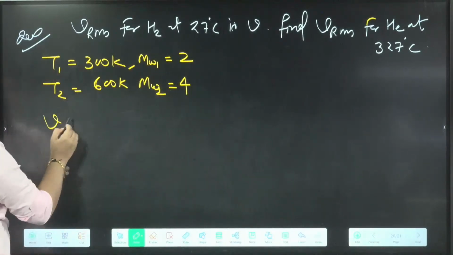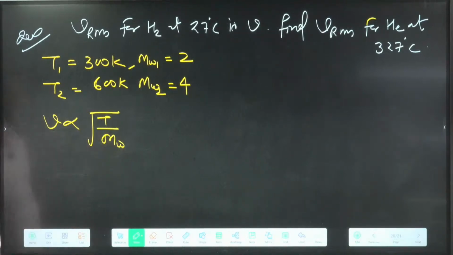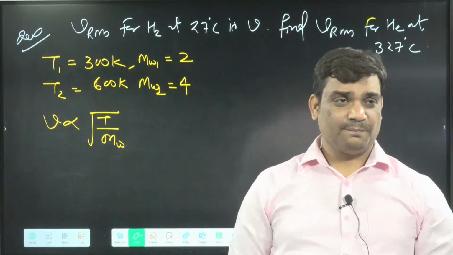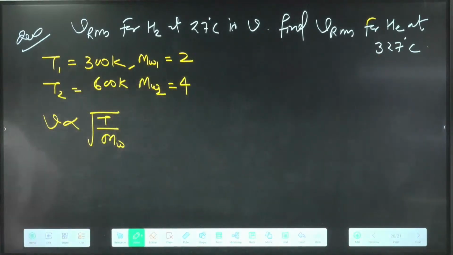So now we can see here V is proportional to root of T by MW. Temperature and mass both are changing. What answer did you get? Before I solve, I need the answer from you. Then only I will write.